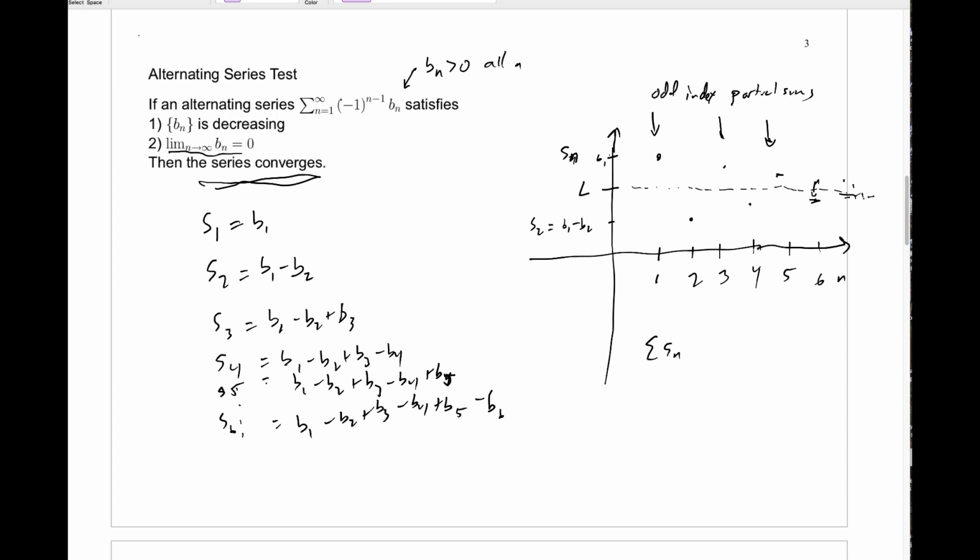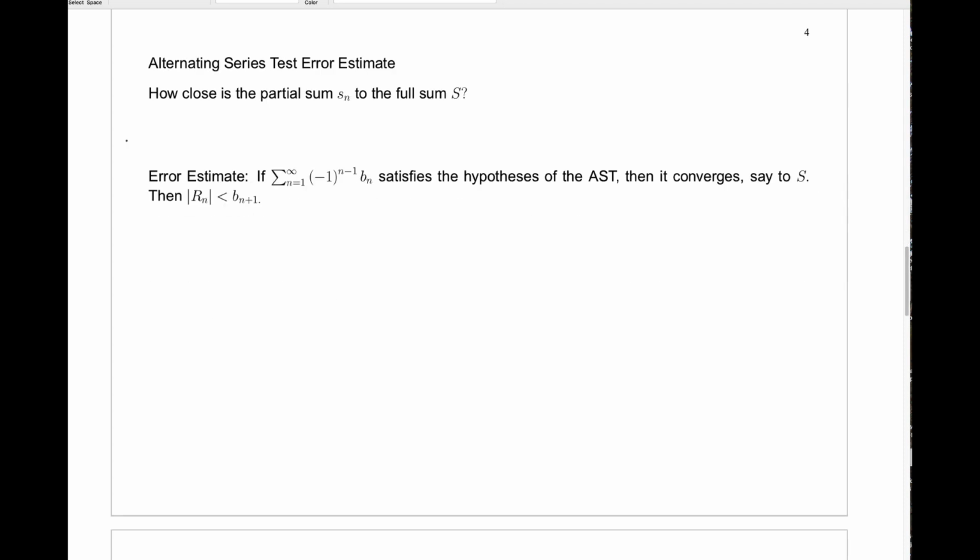So what's our conclusion? The series definitely converges if you have an alternating series with these two simple conditions holding. So you just have to always check those two conditions when you have an alternating series. If they hold, you know the series converges.